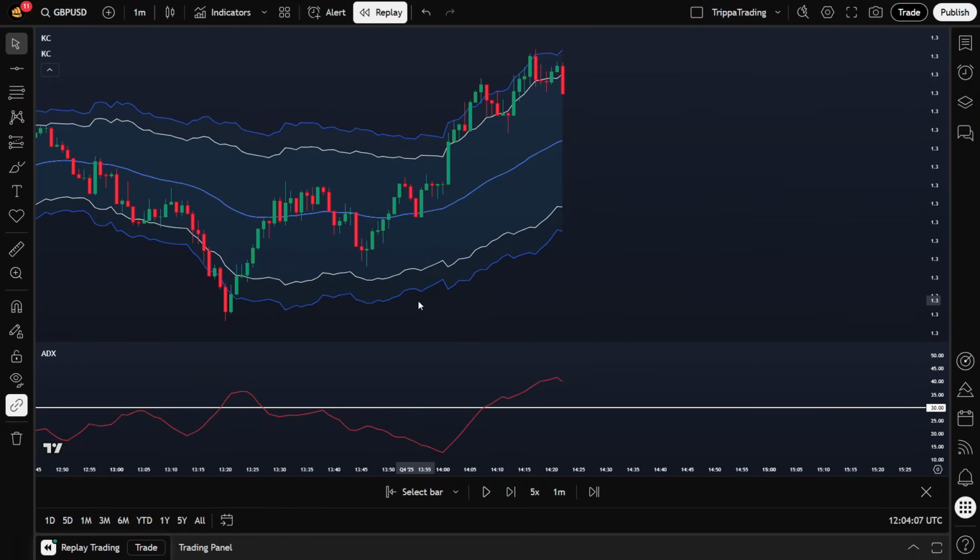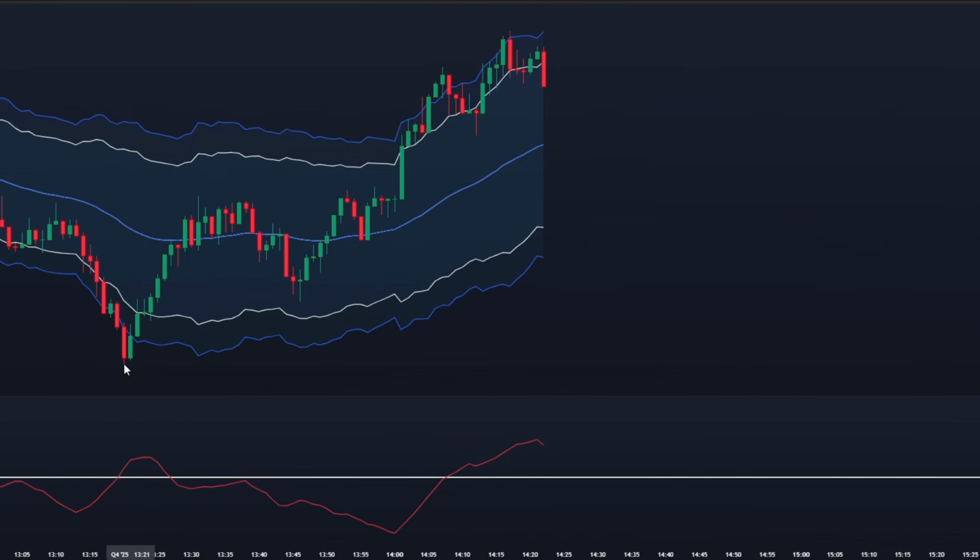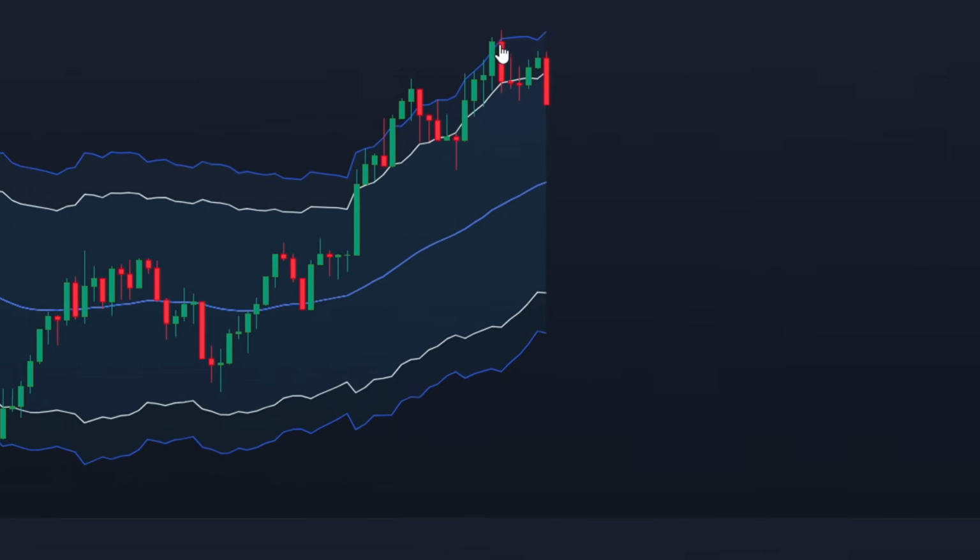Again, using replay so nothing is hidden. I let the chart move forward and you can see price expanding aggressively above the upper band of the wider Keltner channel. This immediately puts me on alert, but again, I do nothing yet. Extreme does not mean entry. I wait for price to come back.